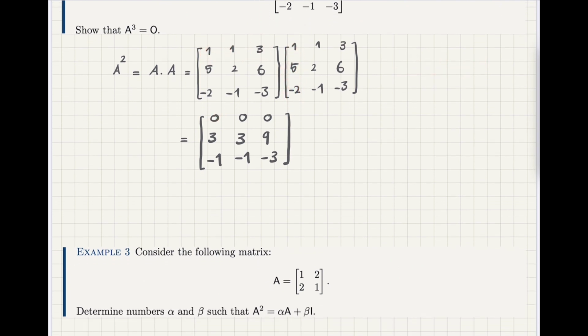Okay. So let me calculate a3, but a3 is what? Is a times a squared. But a is this original matrix 1, 1, 3, 5, 2, 6, minus 2, minus 1, minus 3, and I want to multiply it by a squared, but a squared is the matrix I got just right now.